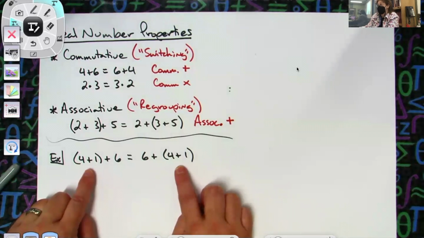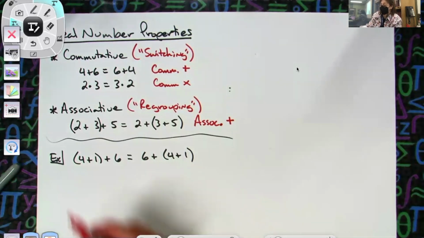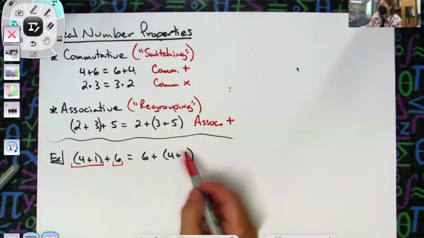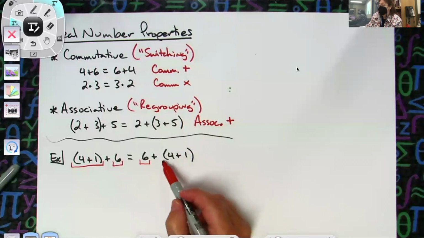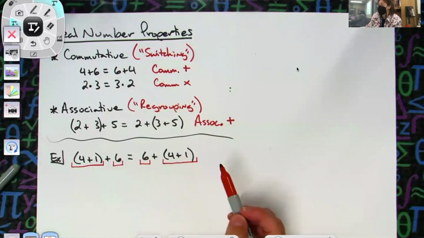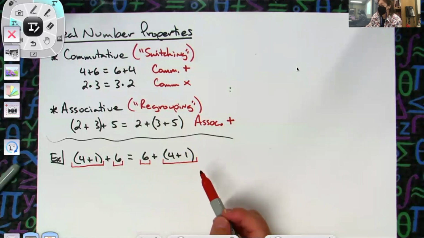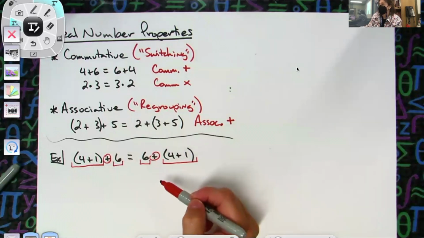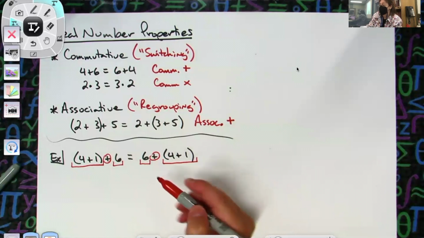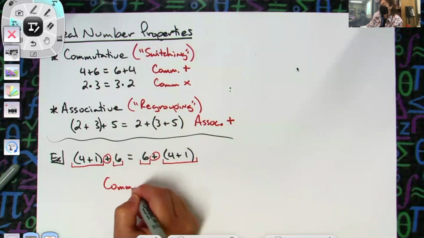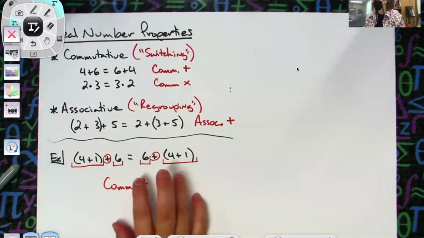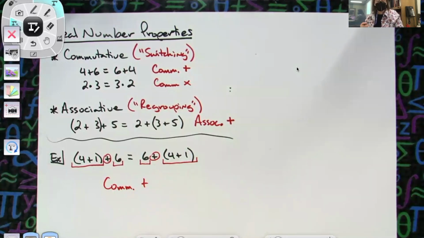Did I do some switching? I did switch, right? Because over here, the 4 plus 1 comes first, and then the 6. But over here, the 6 came first, and then the parentheses with the 4 plus 1 comes second. So the order has been switched, and it's been switched over the addition. So this one is commutative property of addition. And yes, textbooks do like to give you problems that look like that.